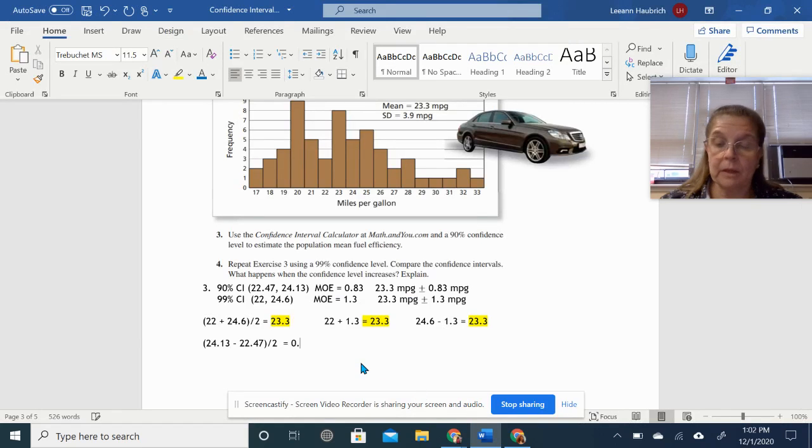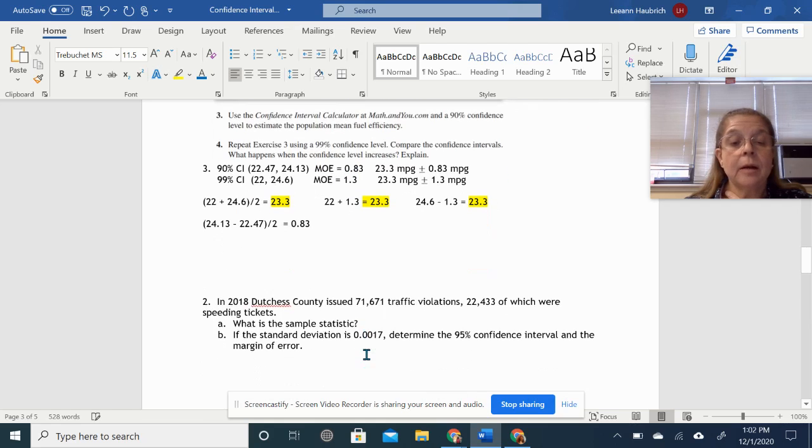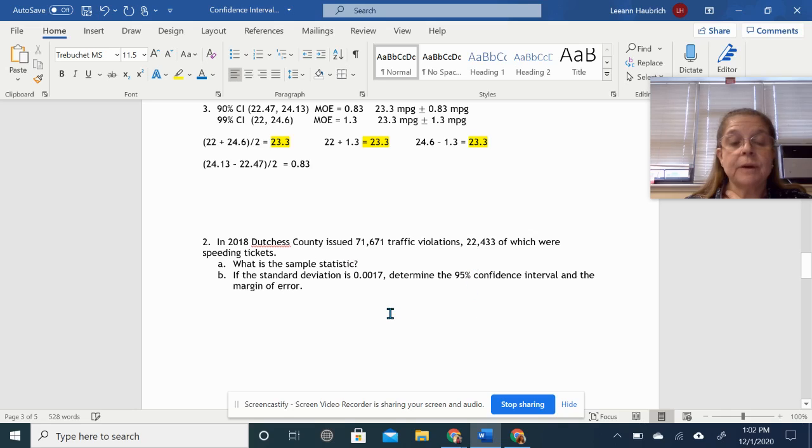Equals 0.83. So we can go forward and backwards. I'm so sorry, I don't know why this took so long on the other calculator, but we should be able to go forward and backwards, and this will match the margin of error.